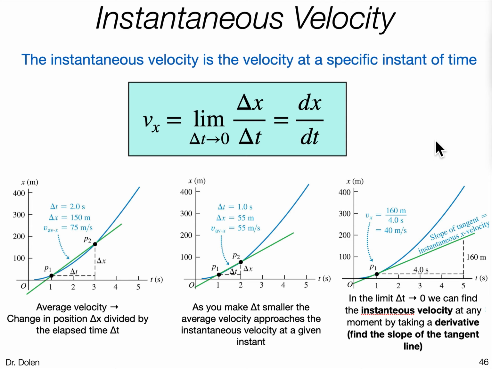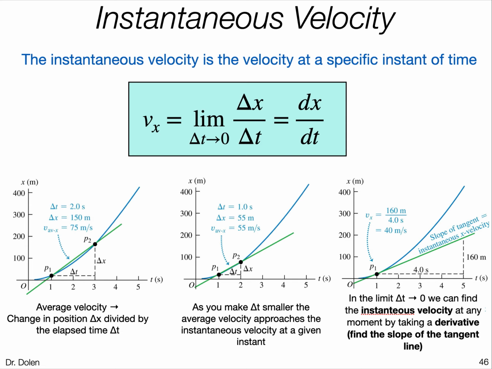So the idea here is that as we make that time interval smaller and smaller and smaller, we approach the actual velocity at one given moment. And we'll note that anytime you're taking a limit like this is basically our definition of a derivative. So to calculate an instantaneous velocity, we can use calculus. The derivative of our position as a function of time is going to give us the instantaneous velocity.